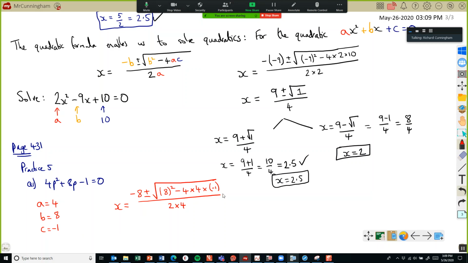Can I leave that with you to have a go at? Okay. Has everybody got down what they need off the screen? Okay, I've recorded this anyway, so I'll post it on the Teams in about 5 minutes when I get it uploaded. And if you have a go at those questions, practice 5, page 431, and if you've got any questions, just give me a shout, okay?